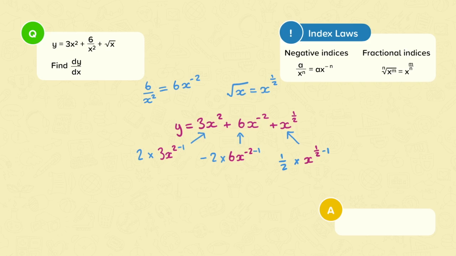Our answer is dy by dx equals 6x minus 12x^(-3) plus a half x^(-1/2). Well done if you got it correct.